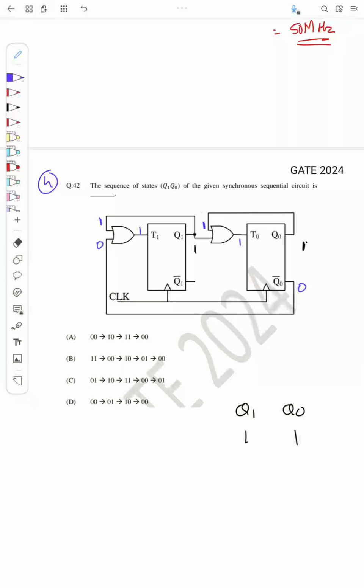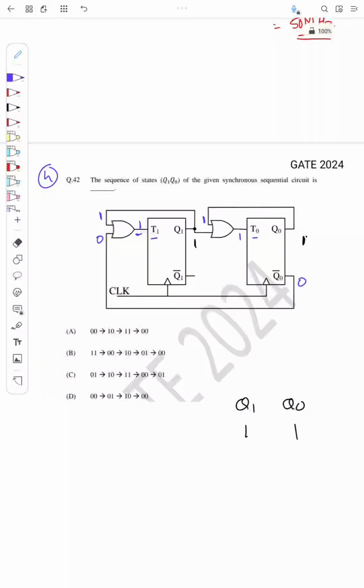So what happens in the next clock cycle, since the input to this T flip-flop is 1, the output of this T flip-flop will toggle. The output Q1 will become now 0, and Q0 also will become 0, because 1 to 0 it will toggle. So now the output Q1 and Q0 is 0 0. I'll just clear all the other values. Now it becomes 0 0.